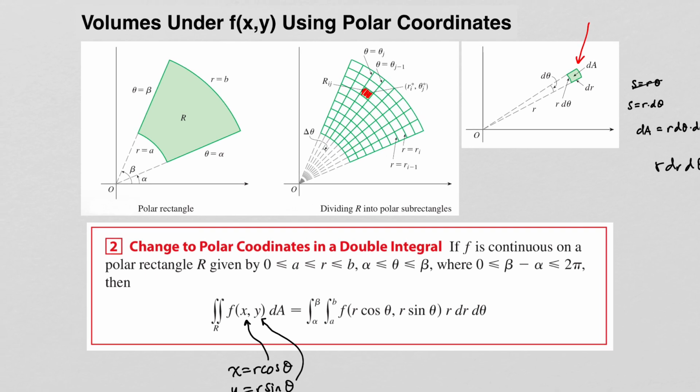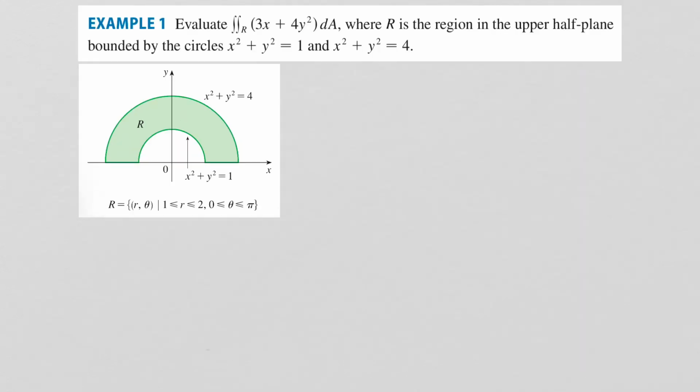Now, when you're first doing these, it can seem a little bit complicated, but with a little bit of practice, it turns out to be pretty straightforward. So let's take a look at this example. We want to evaluate the double integral of the function 3x plus 4y squared, dA, where R is the region in the upper half plane bounded by the circles x squared plus y squared equals 1 and x squared plus y squared equals 4. So this is the region we looked at just a few minutes ago here.